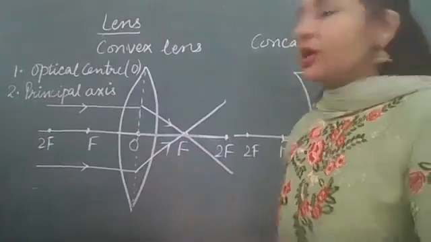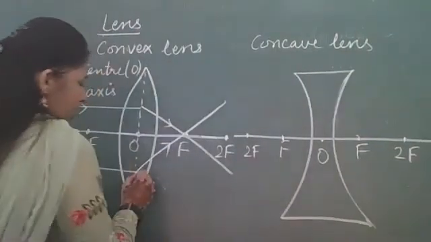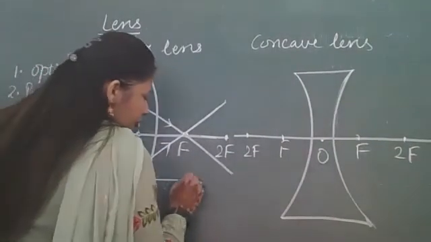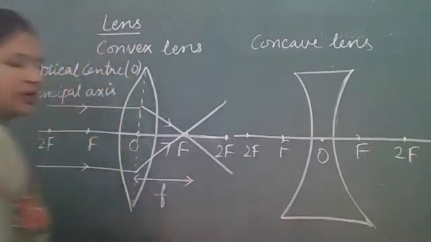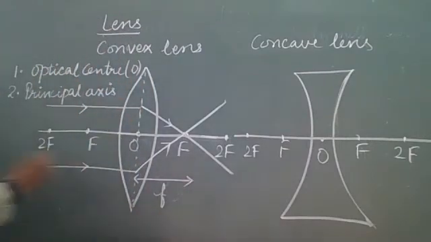So remember, focal length of convex lens is positive, and before defining focal length, let's define focus. So our third definition is focus.